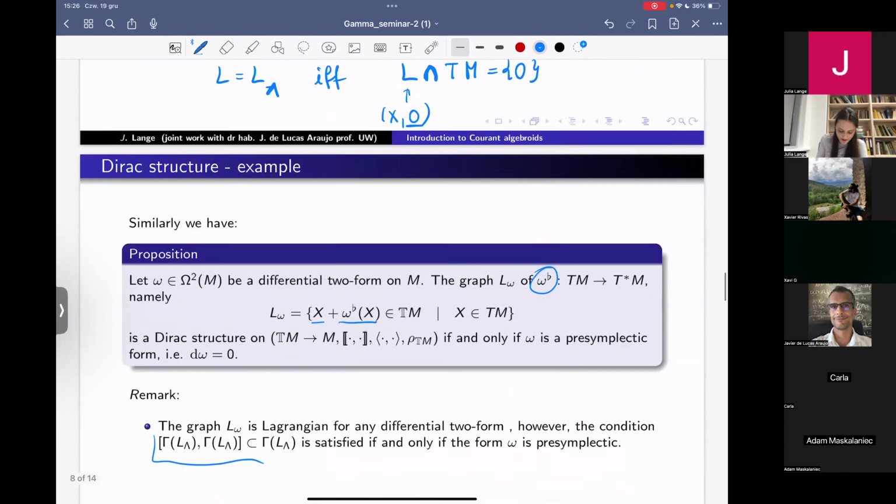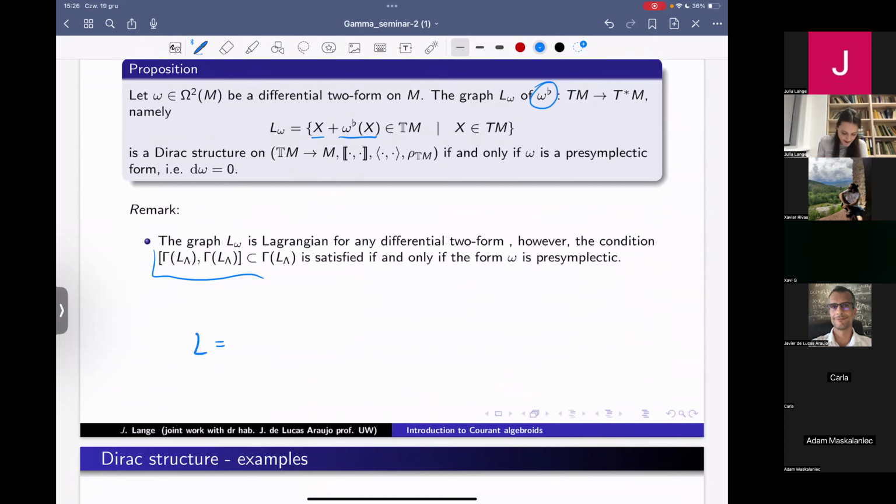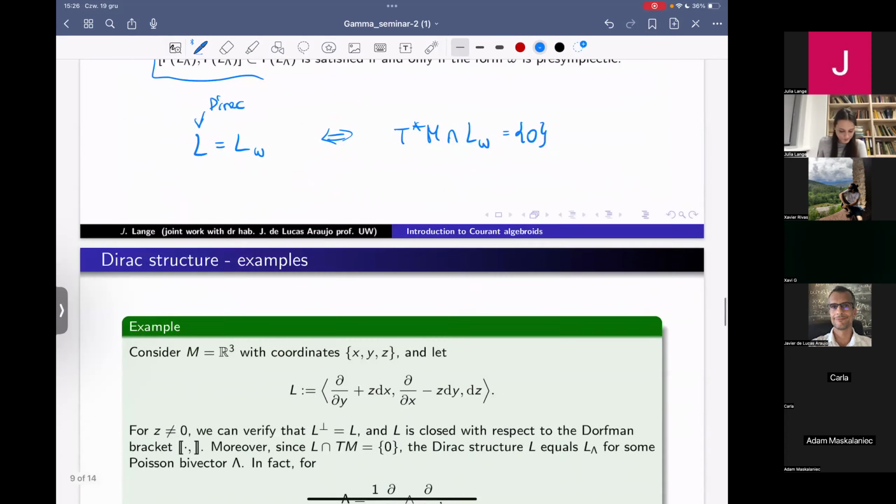And similarly here, we can say that L equals L_omega, if L is Dirac, if and only if the intersection of L with the cotangent space equals 0.